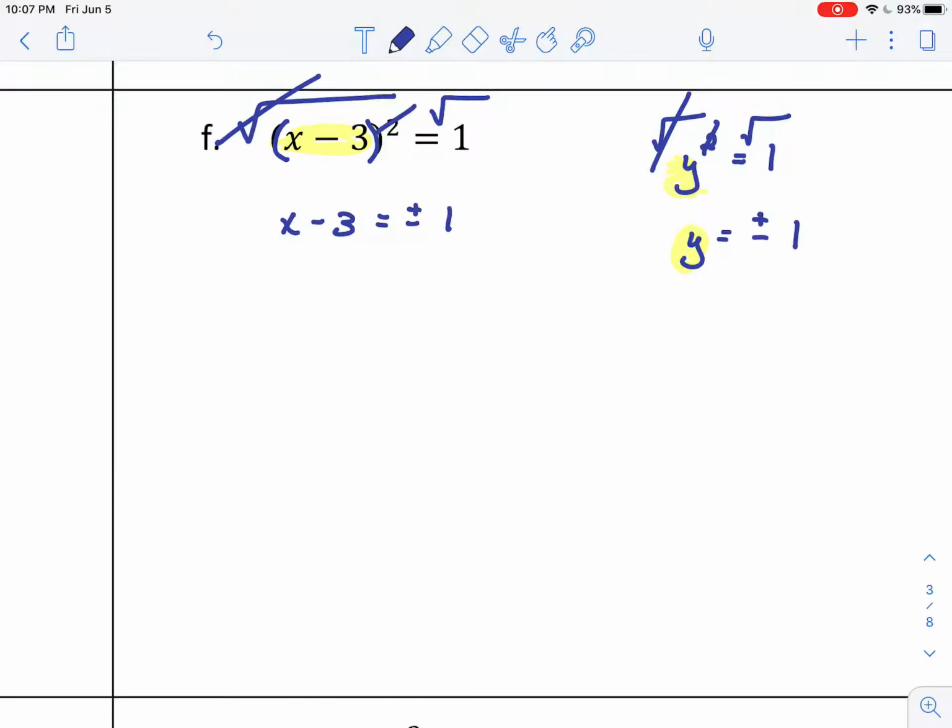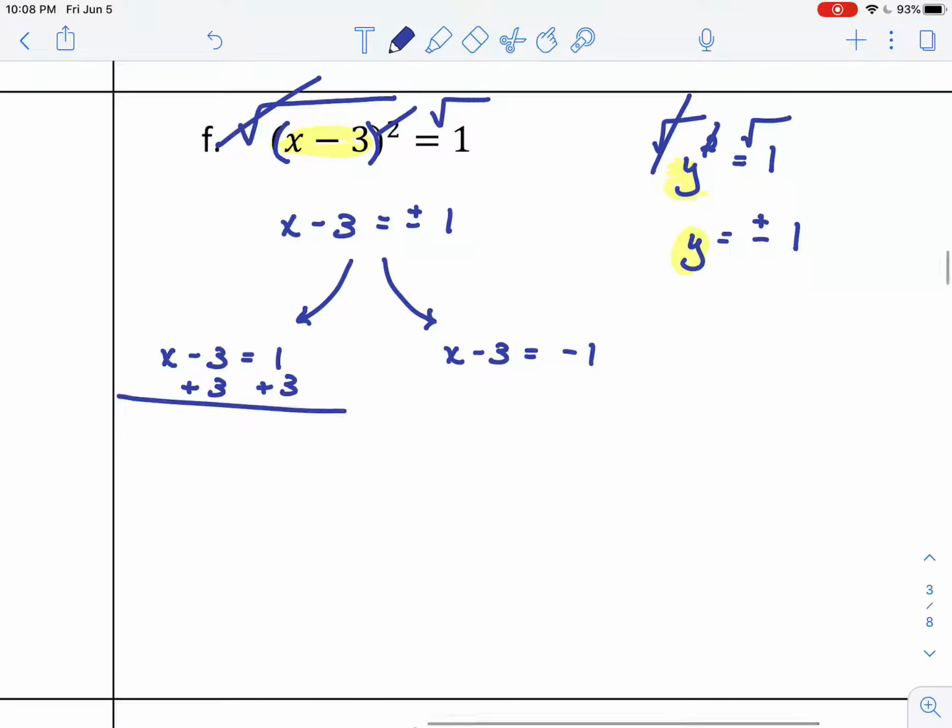This is saying that some number minus 3 could be 1, or some different number minus 3 could be negative 1. It gives us two different equations. So I'm going to split them up. I'm going to say that x minus 3 is 1, or x minus 3 is negative 1. I'm getting two solutions because you get two solutions when you solve by square roots. So I'm going to solve for x.